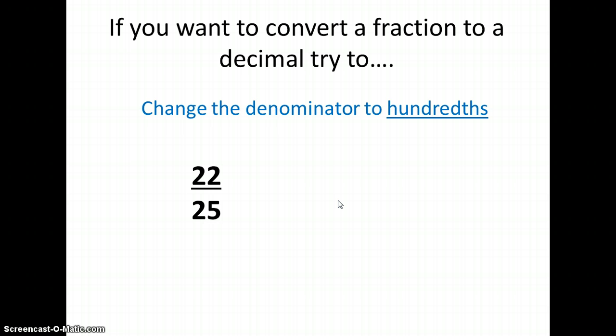I can also convert a fraction to a decimal easily by changing the denominator to 100ths. So 25 can go into 100 evenly. So I would make an equivalent fraction where the denominator is 100. Notice 25 times 4 is 100. 22 times 4 is 88. So I have 88/100ths.